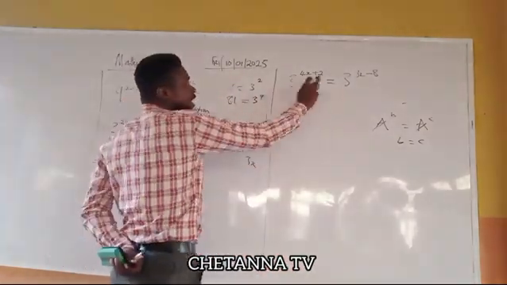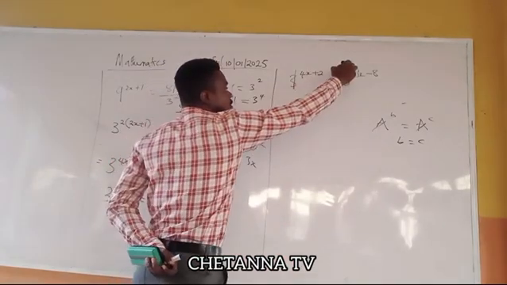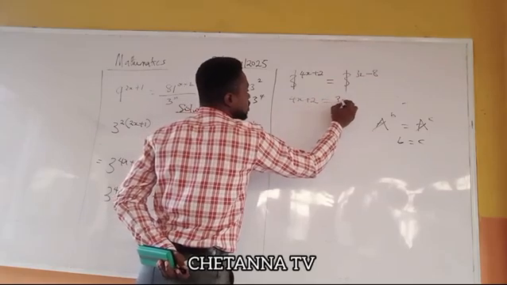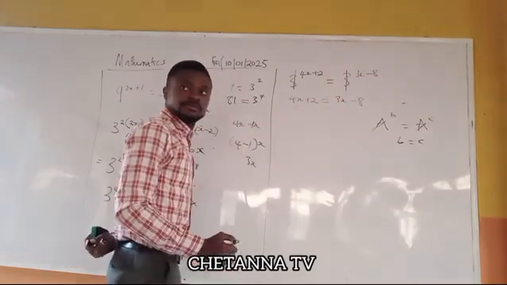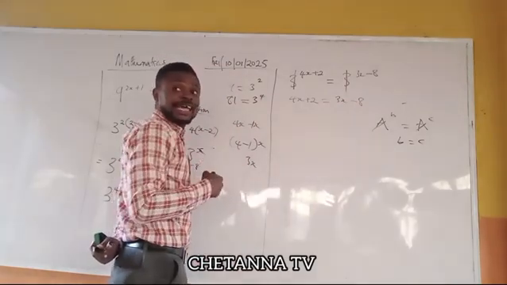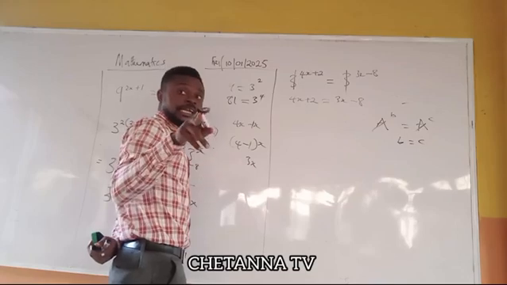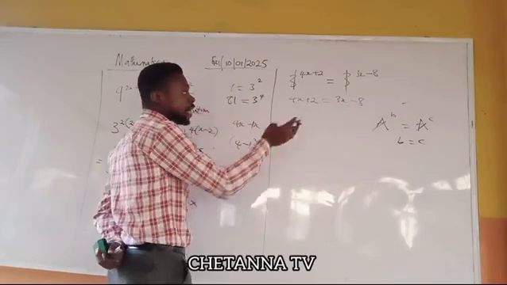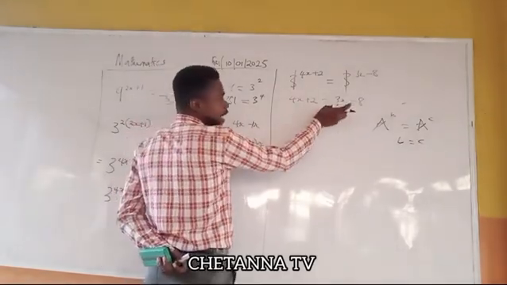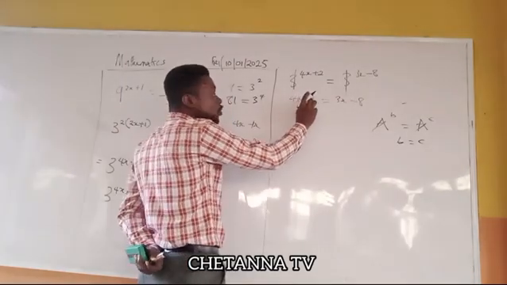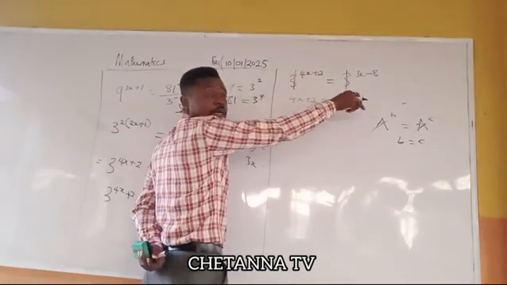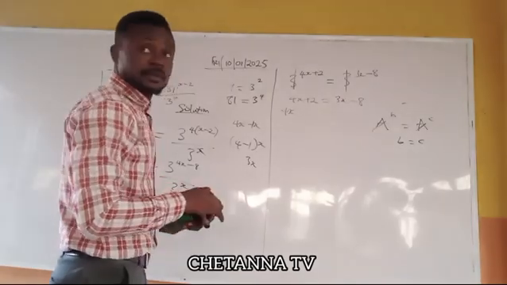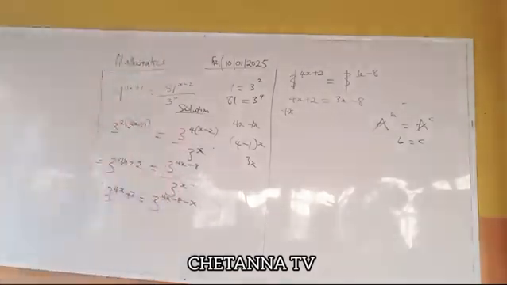So, because of these two things now, the 3 will cancel. So 4x plus 2 now becomes 3x minus 8. We collect like terms. So the 3x will come to this side, and the 2 will go here. So here becomes 4x. Any problem?